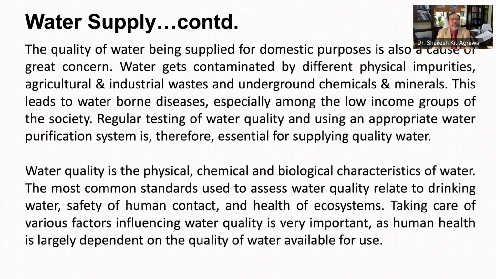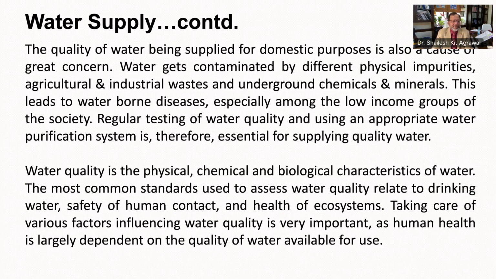Water gets contaminated sometimes by different physical impurities, agriculture and industrial waste, and underground chemicals and minerals. This sometimes leads to waterborne diseases, especially among the lower income groups of the society. Regular testing of water quality and using an appropriate water purification system is therefore essential for supplying quality water.